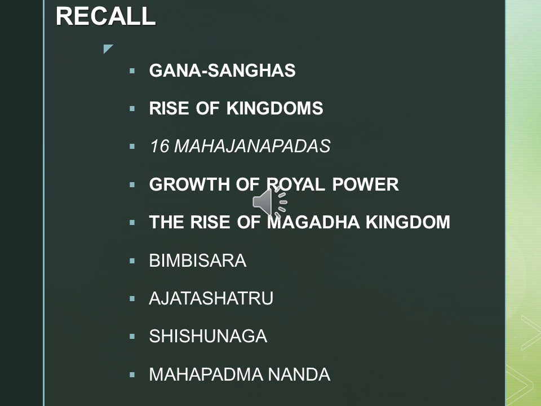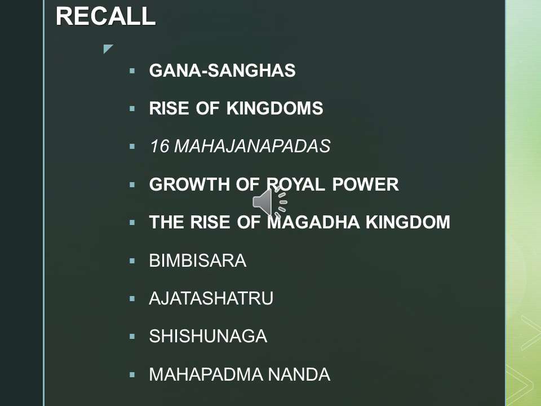Then we discussed the growth of royal power, how the king enjoyed full power. Name the text that mentions the king as infallible and immune from all punishment. Satapatha Brahmana. Then we discussed the administrative system. Then the rise of the Magadha kingdom. What are the factors that led to the rise of the Magadha kingdom? Then we discussed the king Bimbisara, and how he established Magadha as the supreme power.